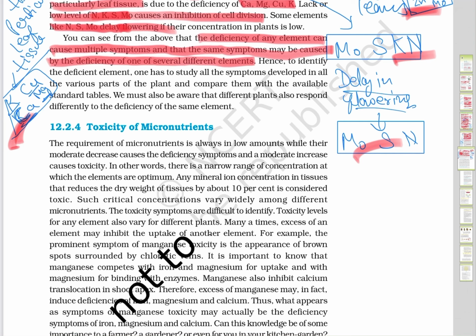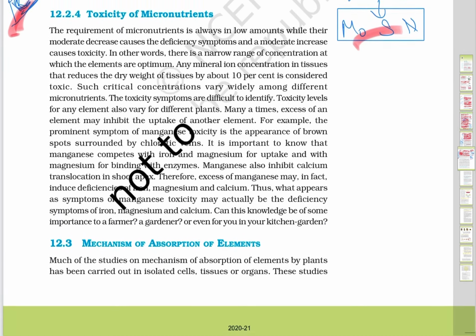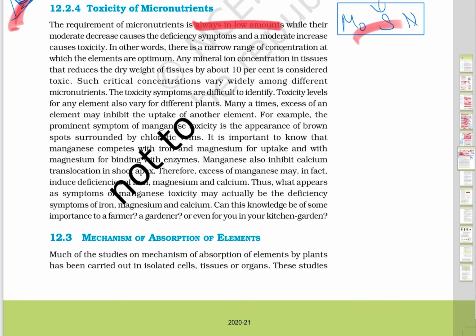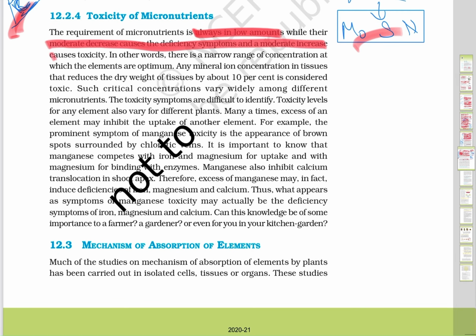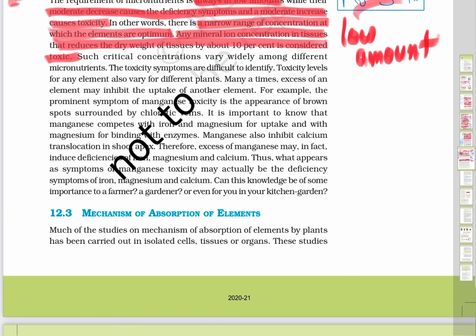Now, coming to the toxicity of micronutrients. The requirement of micronutrients is always low, while a moderate decrease causes deficiency symptoms and a moderate increase causes toxicity. In other words, there is a narrow range of concentration at which the elements are optimum. A mineral ion concentration in tissue that reduces the dry weight by about 10% is considered toxic. Since critical concentrations vary widely among different micronutrients, toxicity symptoms are difficult to identify. Toxicity levels for any element also vary for different plants.